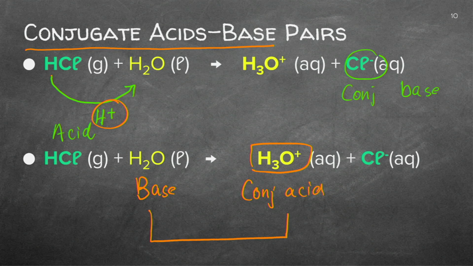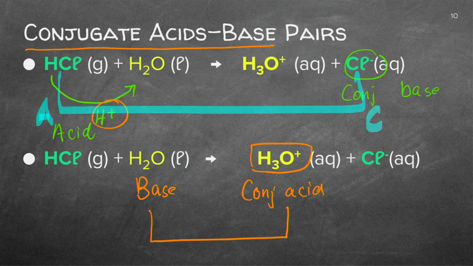The first pair is that one, and the other pair, let me do it in a blue, will be that and that. This is the acid, and that's the conjugate base. This is the base, and that's the conjugate acid.